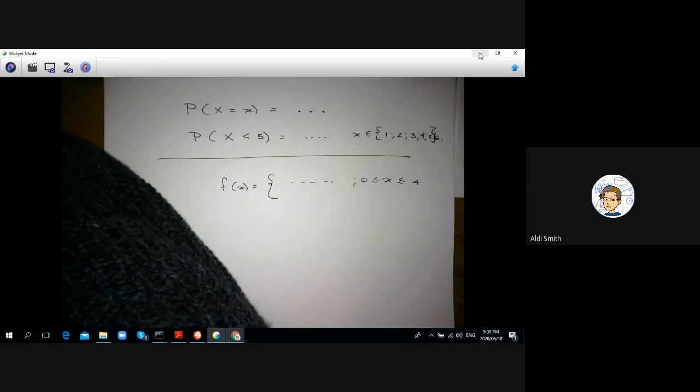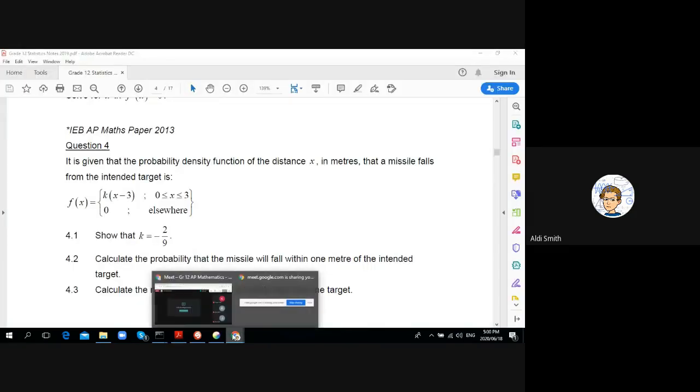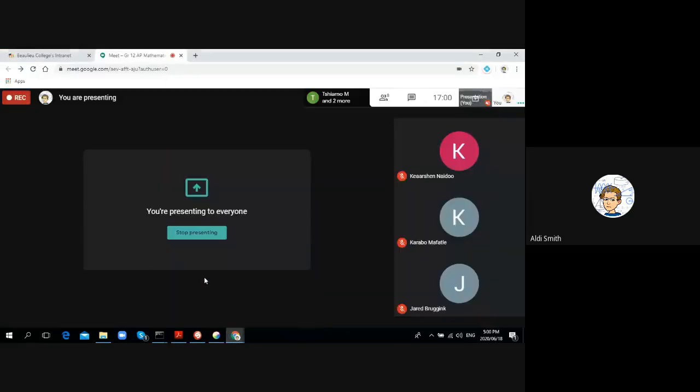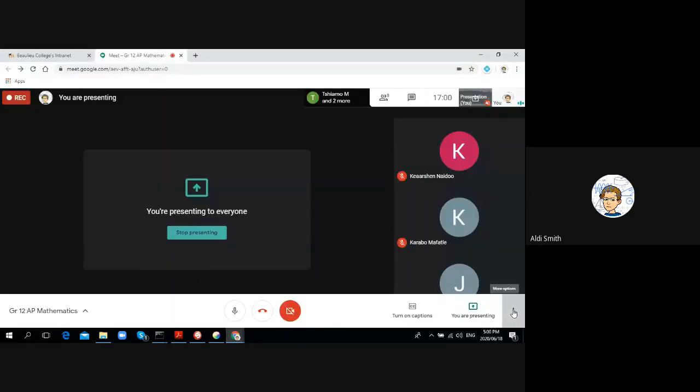Let me just stop the recording. There should be a shortcut button for this, because every single time it takes me forever just to find the stop recording button.